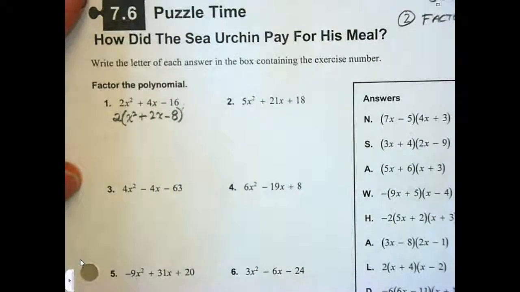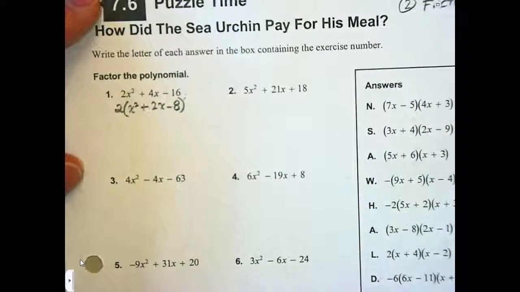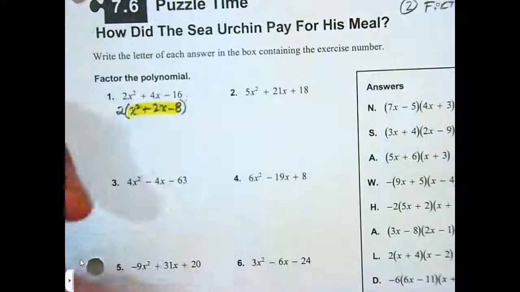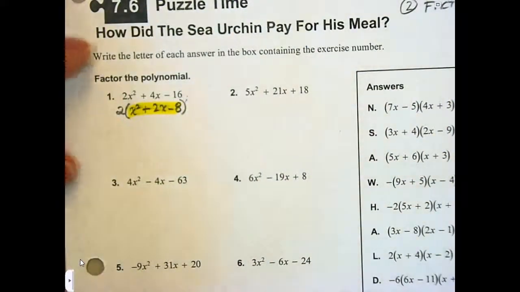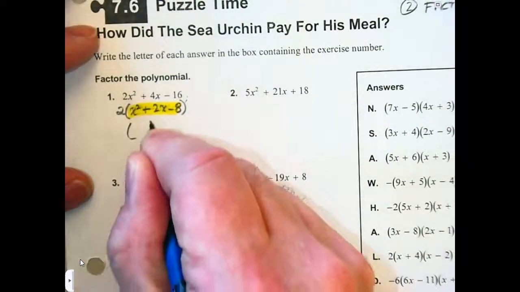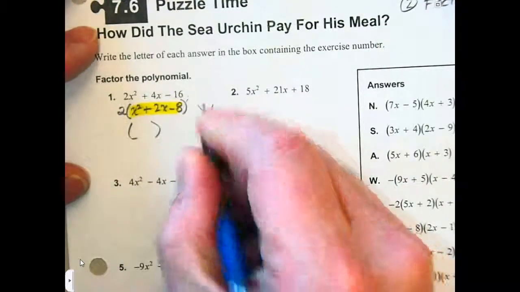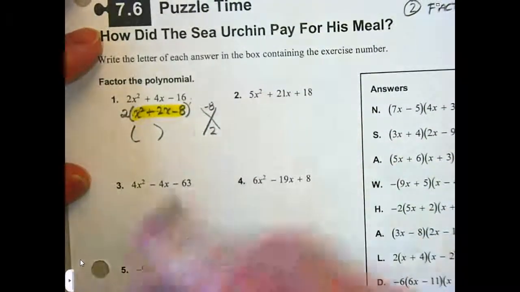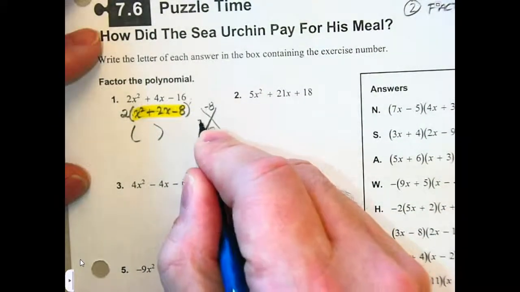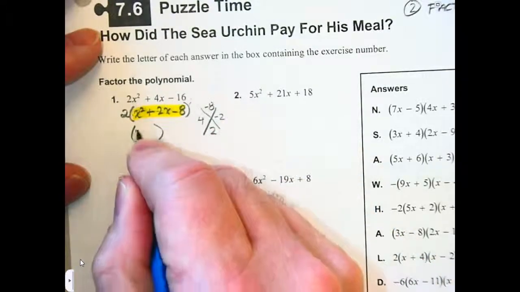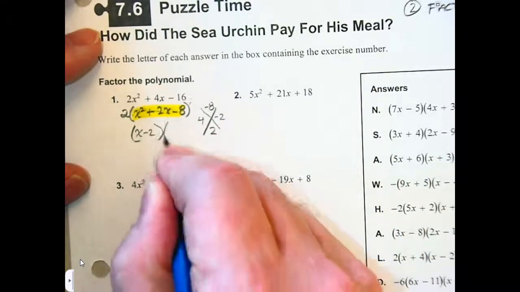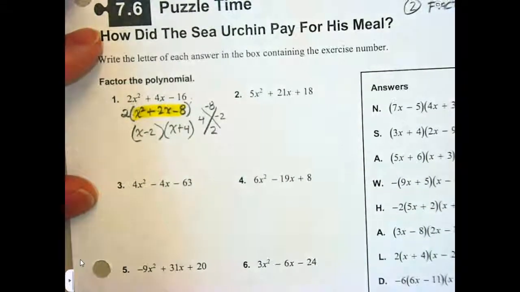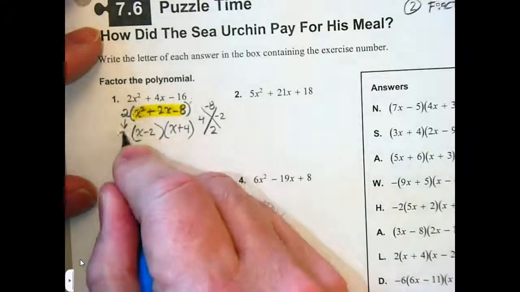And then from there, that's when you focus in just on this piece right here. We're not worried about the 2 on the outside right now. We're just focusing in on that. And so 2 things that multiply to make 1 times negative 8 and add to 2 are positive 4 and negative 2. So you get x minus 2 and x plus 4. And then you just bring down the 2. You factored it now.